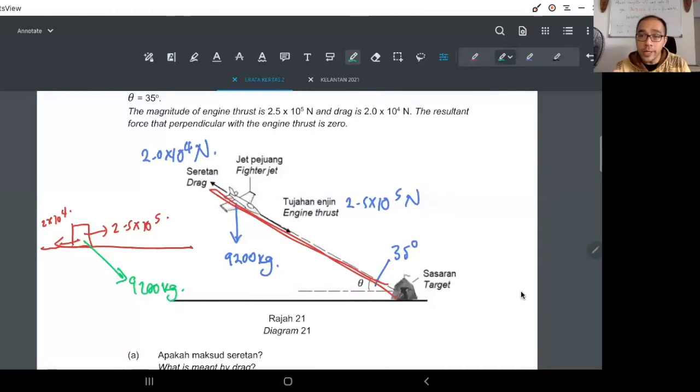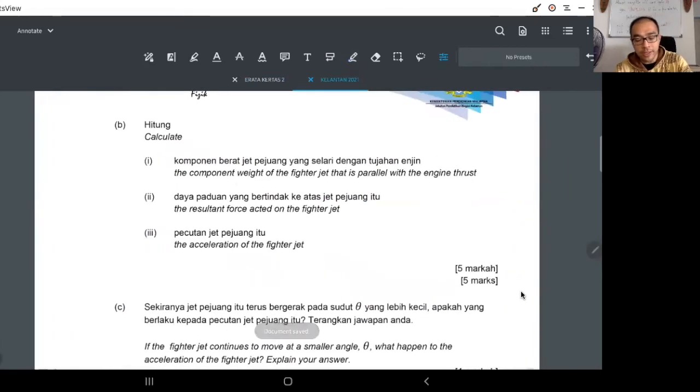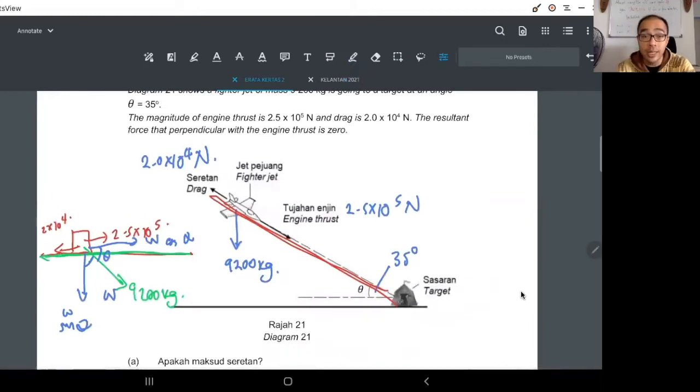You know that any slanted force, because this is the inclined surface, has to be resolved into two components. I'm going to call this W. This will be theta. W cos theta, and this is W sine theta. So the question is asking for the component weight of the fighter jet that is parallel with the engine thrust, which is this one, W cos theta.